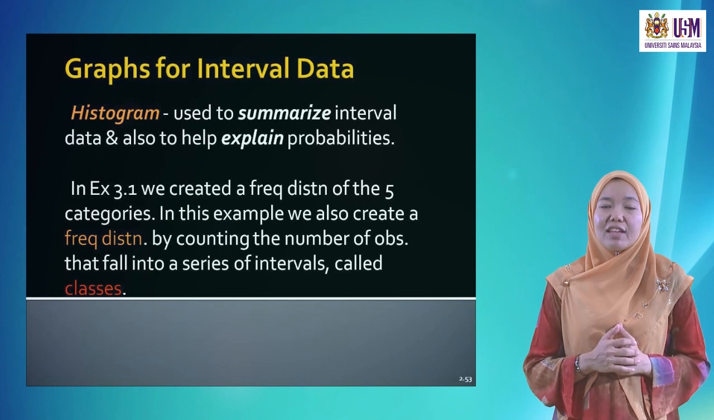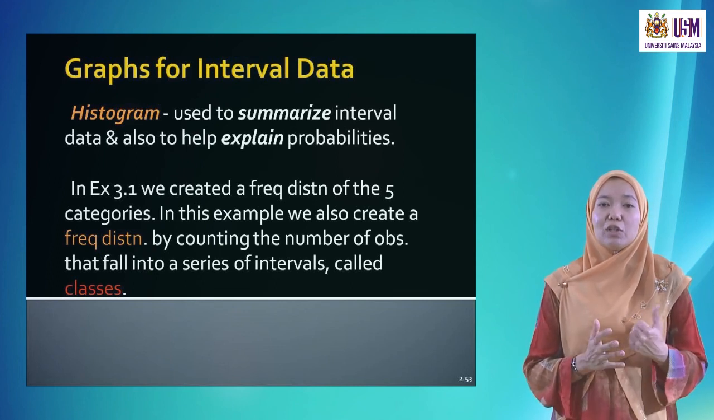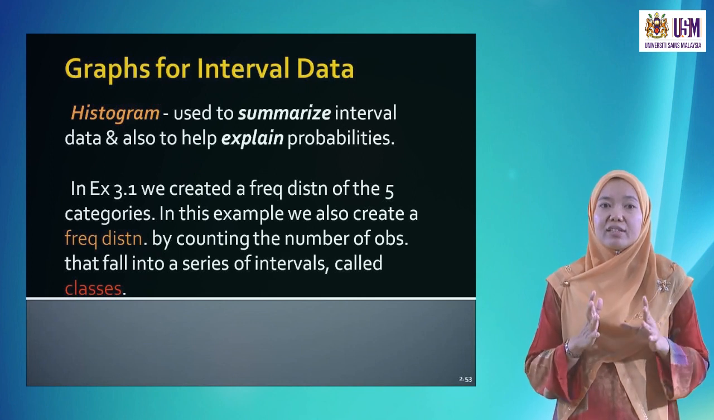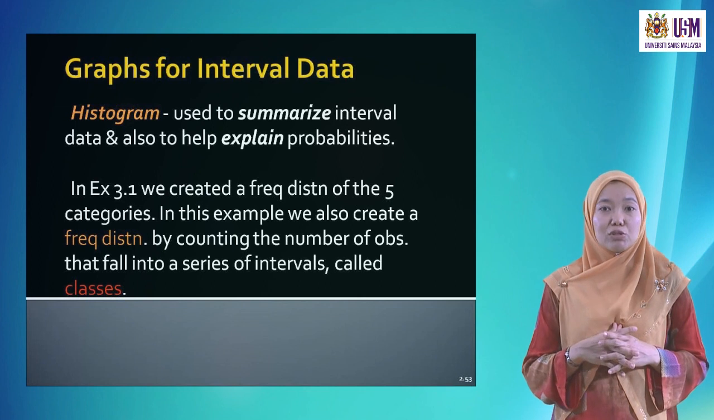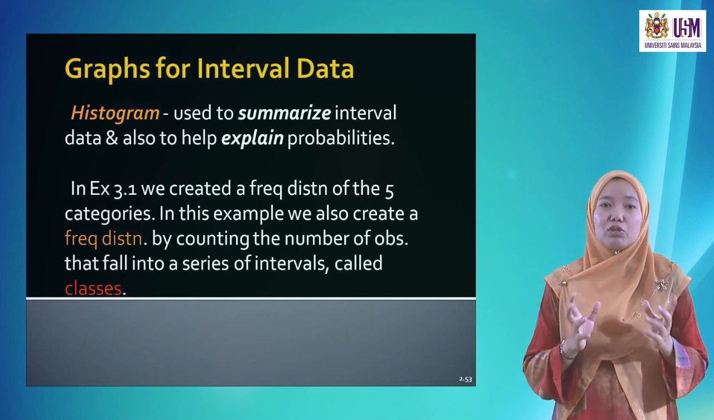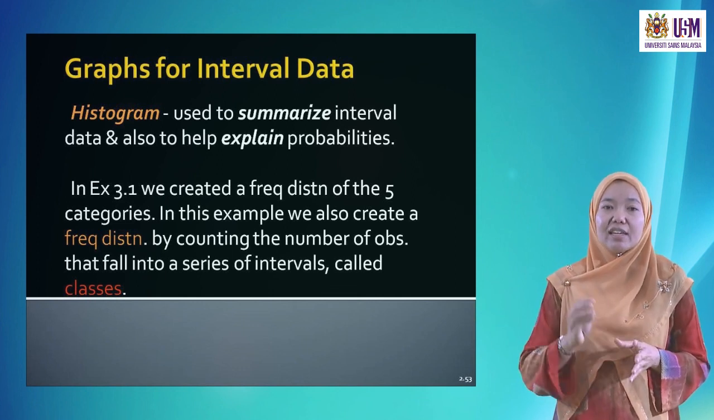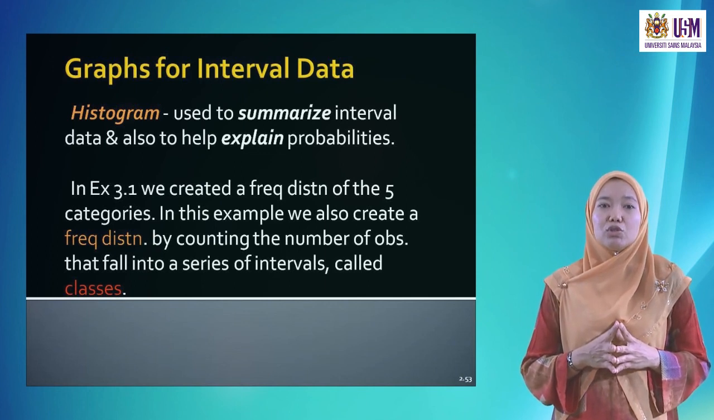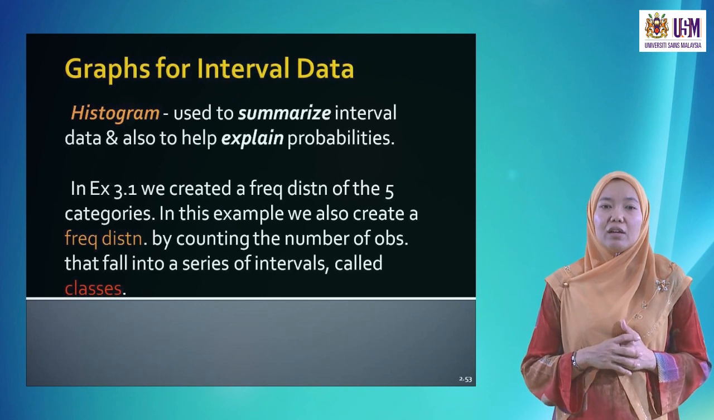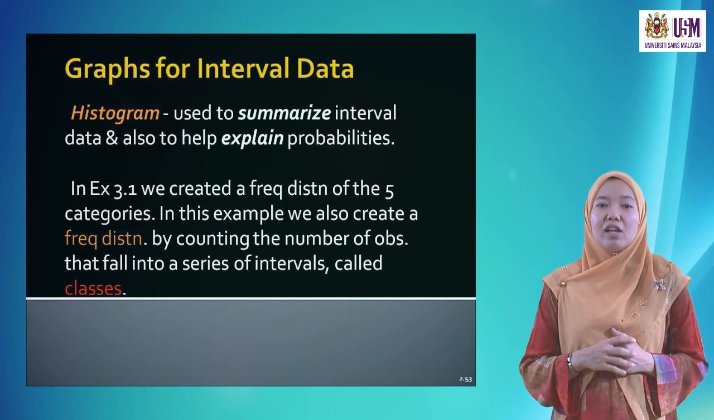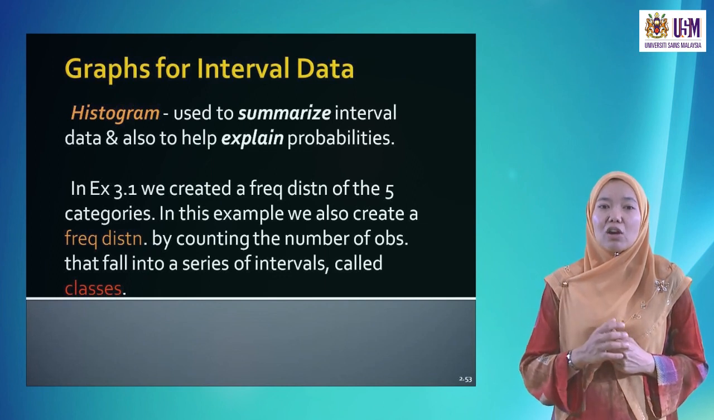So from the different types of data, we already discussed how you present nominal data in terms of graph. Now it's time for us to discuss how you're going to present interval data using graph. For interval data, you will present it in terms of a graph that we call a histogram. What is a histogram? A histogram is used to summarize interval data and also to help explain probabilities. In example 3.1, we created a frequency distribution of the five categories. We are going to discuss this in detail later. In example 3.1, we also create a frequency distribution by counting the number of observations that fall into a series of intervals that we call classes.